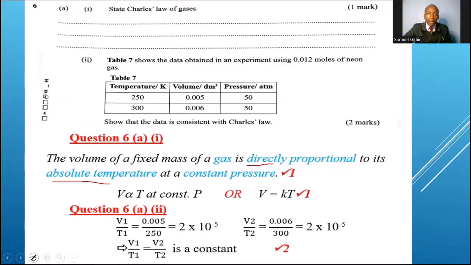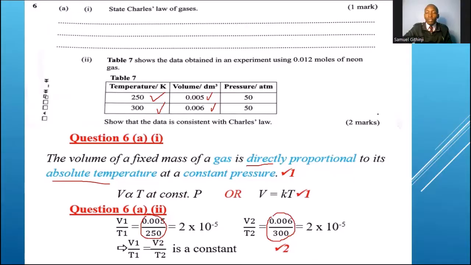Let's look at part 2, or Roman 2 here. If you consider this, the pressure is constant. Remember the formula: P1V1 over T1, the combined. But the pressure is constant, so you don't consider it. All the student was to do is take the first volume, divide by its temperature, and get the value. Take the second volume, divide by its temperature. And of course, equate the two, just stating that this part and these parts are equal. The student scores the 2 marks.